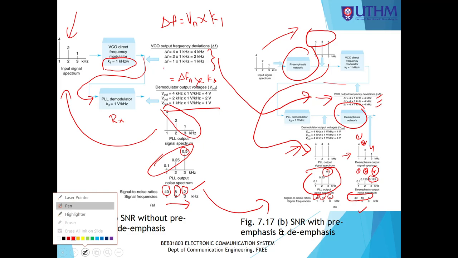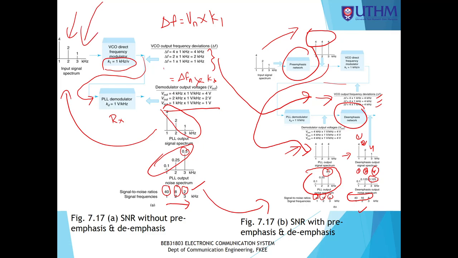So you see that we have three input signals on the left, at 1 kilohertz, 2 kilohertz, and 3 kilohertz, and the amplitudes are 4 volt, 2 volt, and 1 volt. These three input signals will be put into the modulator, the VCO. This VCO has a transfer function of K1 equal to 1 kilohertz per volt.